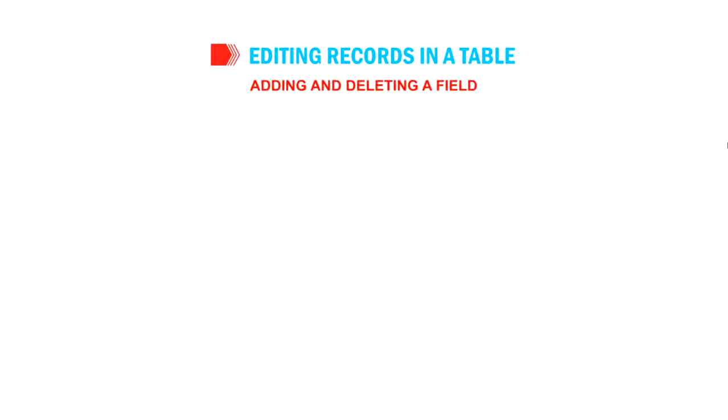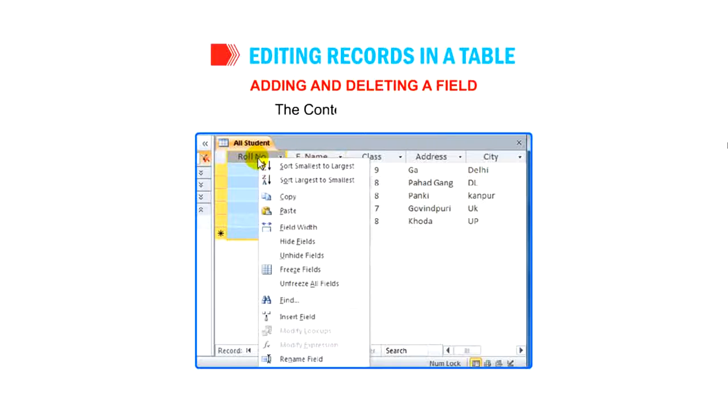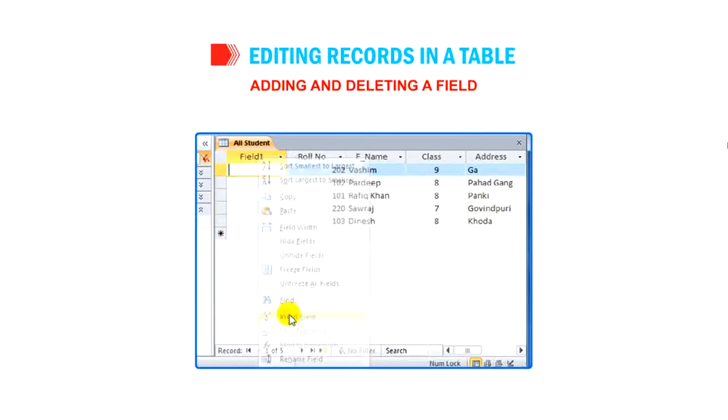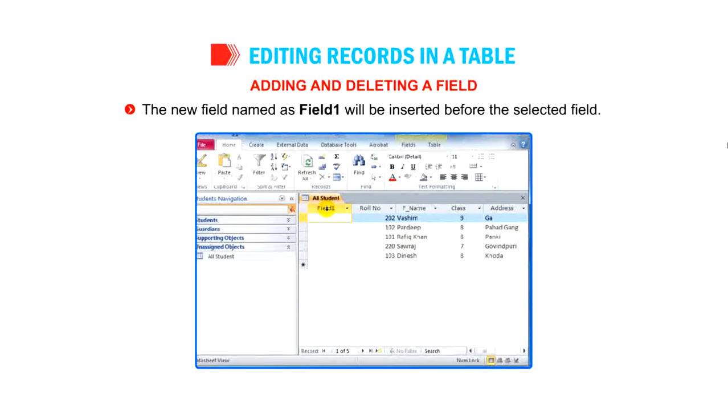Adding and deleting a field. Open a table in Datasheet view. Right-click on the field name where you want to insert a field. The context menu appears. Select the Insert Field option. The new field named Field 1 will be inserted before the selected field.